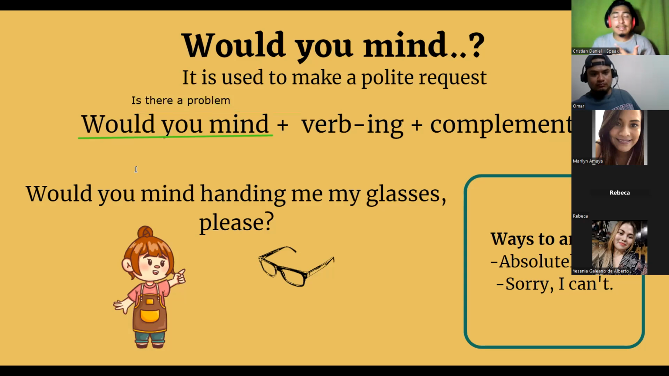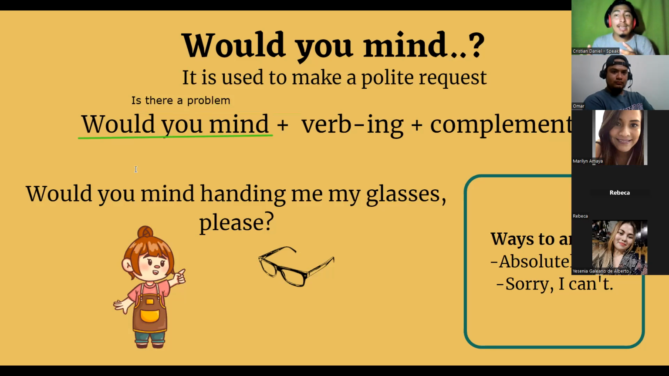Is there a problem if you hand me my glasses, please? Do you have any problem if you hand me my glasses, please? As you can see, the meaning of the question is whether you have a problem with that situation or not, okay? So do you have any problem if you pass me my glasses?